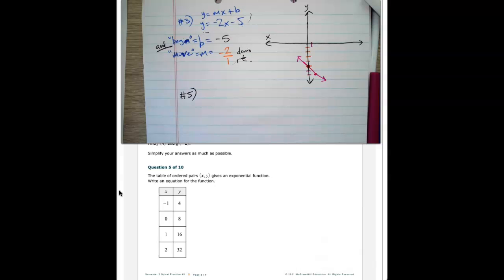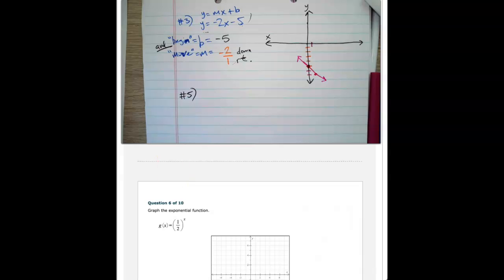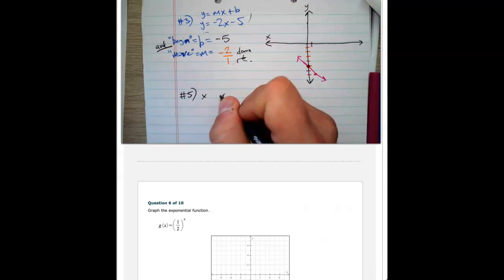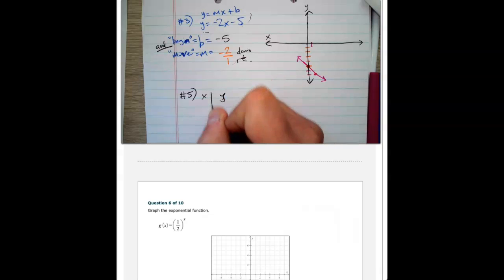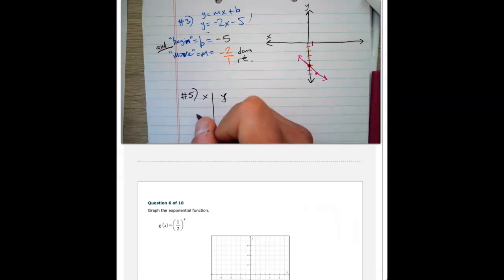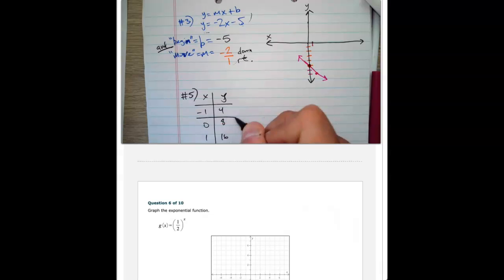I'm going to skip here to number 5, which tells me that the table of ordered pairs gives an, look at this right here, an exponential function. Let me copy this table down real quick. -1, 0, 1, 2, and 4, 8, 16, 32. Sorry, I'm just copying down right now, you guys, but we can do this, and you guys can actually chime in also. You can do this literally in like 10 seconds.